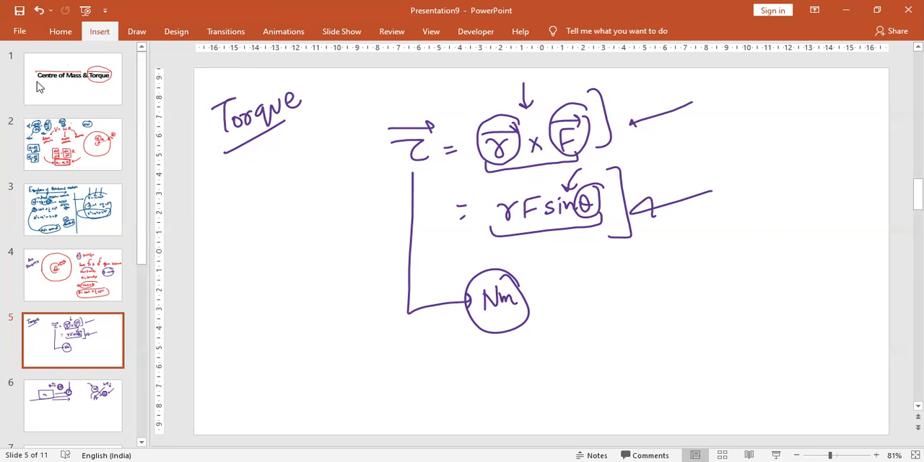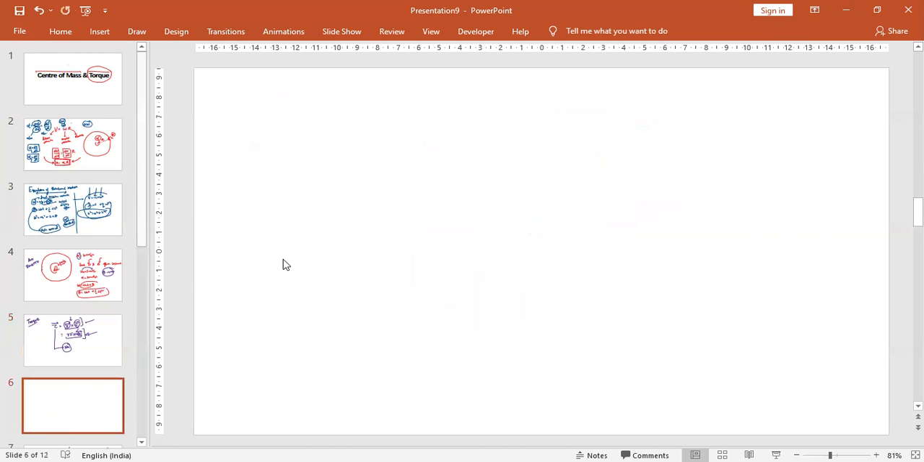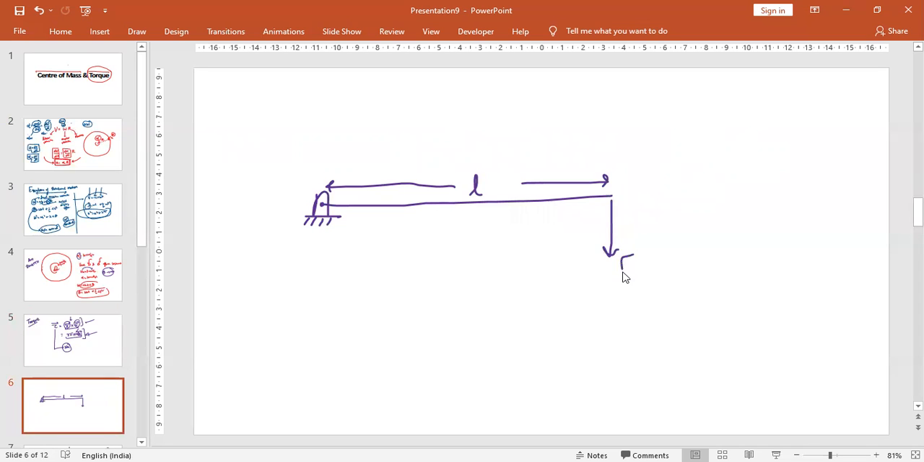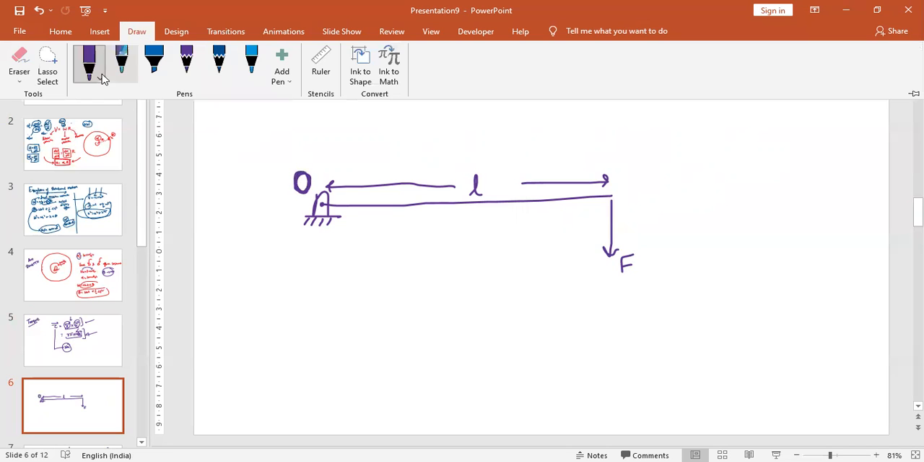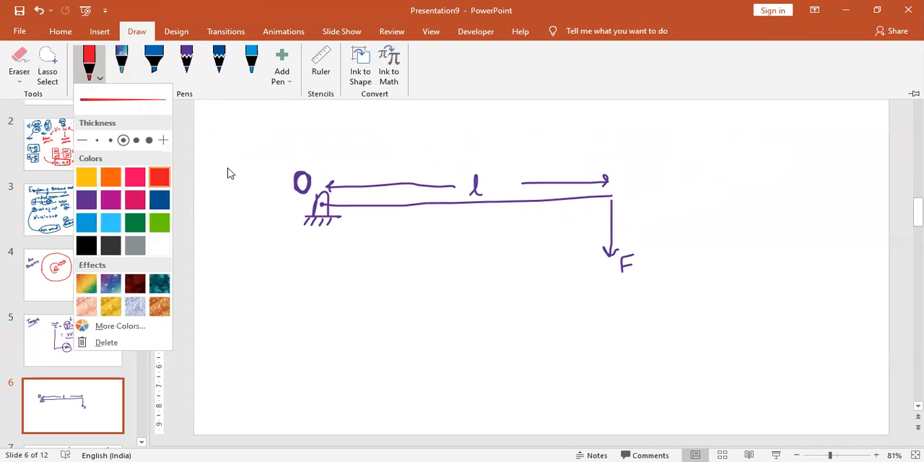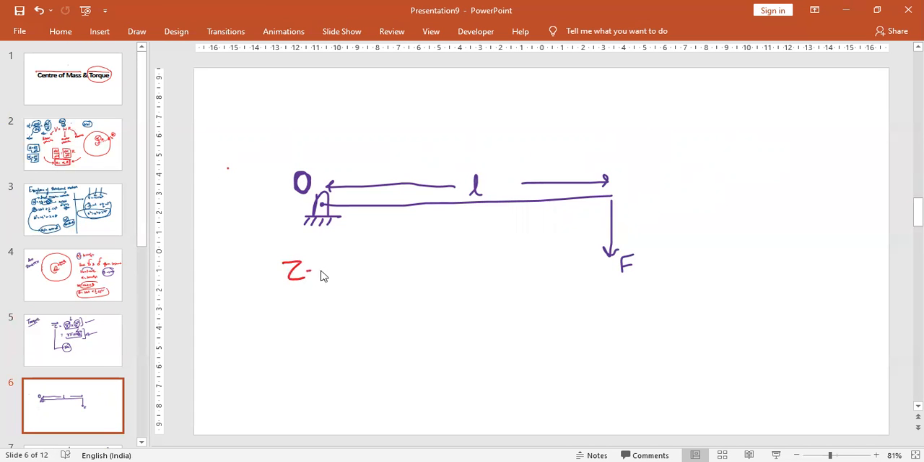Okay, so how to use these formulas now. Suppose that we have a hinge, and suppose from this hinge there is a rod of length L. Suppose I am applying a force F like this. So my question is, what will be the torque about point O? So how to calculate torque? So torque is basically given by R F sine theta.